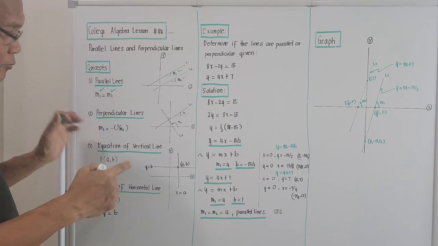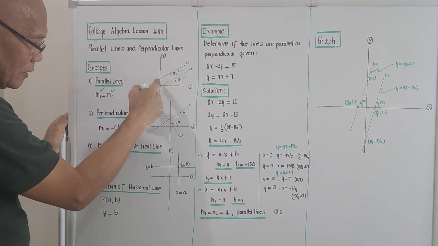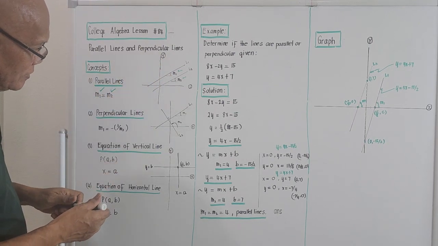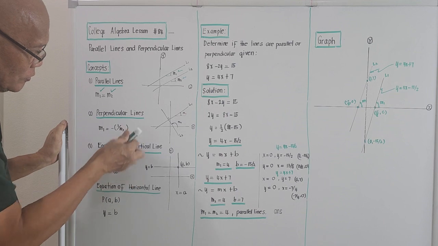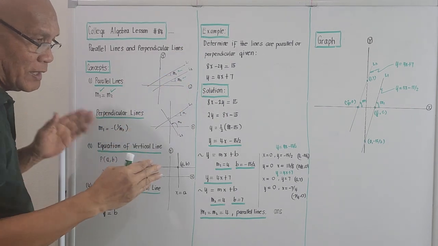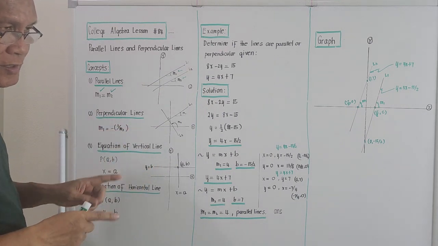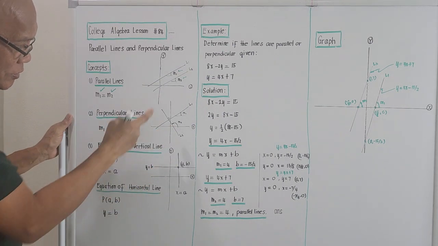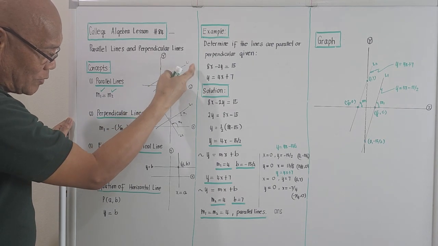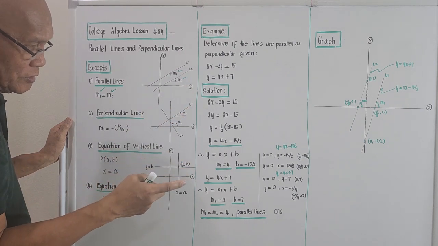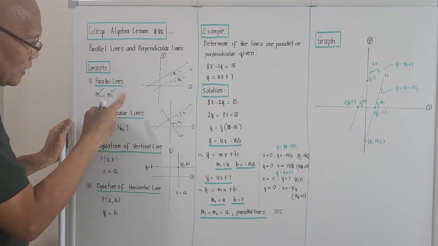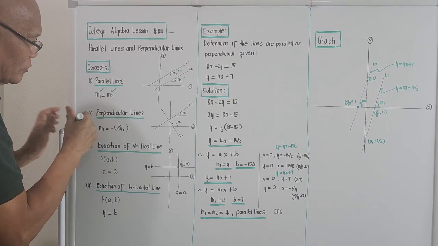From our concept, for them to be parallel, this slope here should be equal to this. It is just by the definition: no matter how we prolong the two lines, they will not intersect each other. They are always parallel. So this is the graph of two parallel lines, line number 1 and line number 2, with slopes M sub 1 and M sub 2. And for them to be parallel, M1 should be equal to M sub 2.